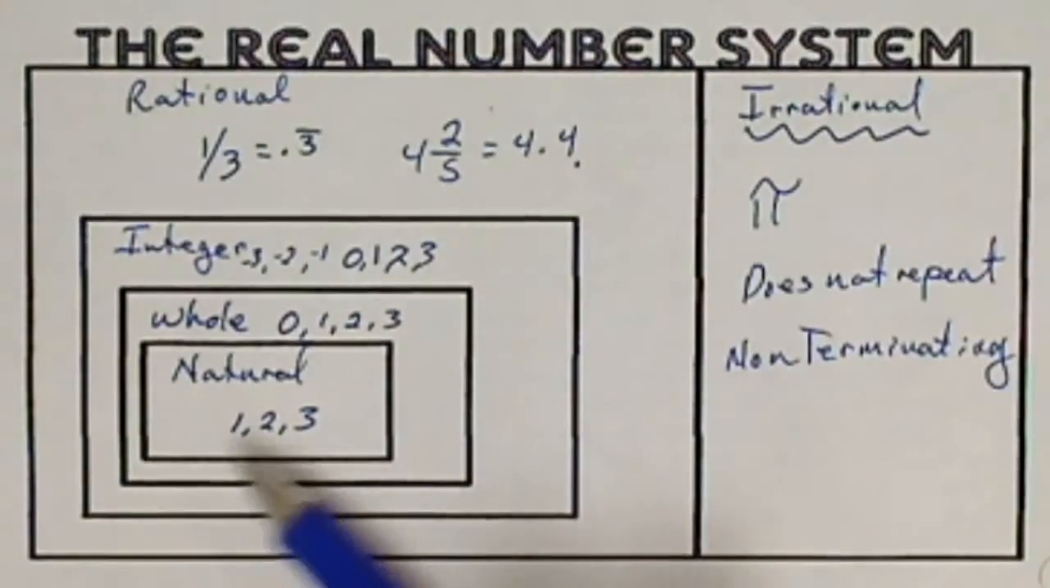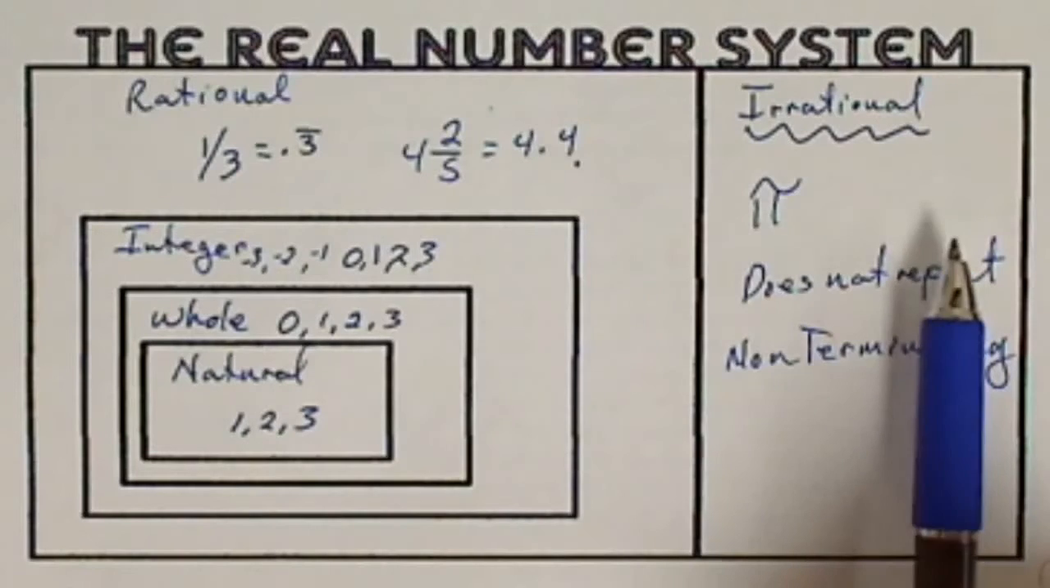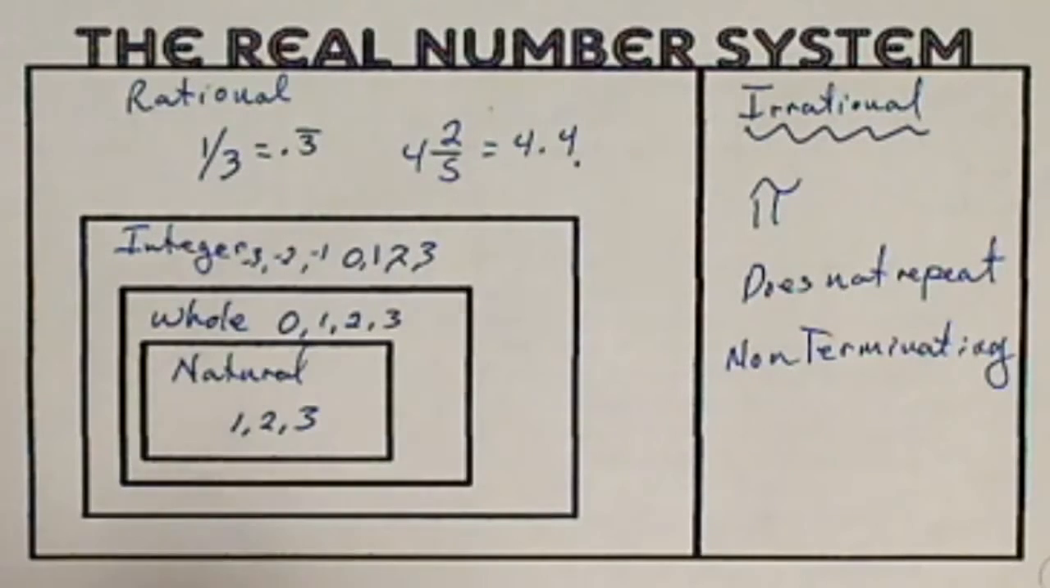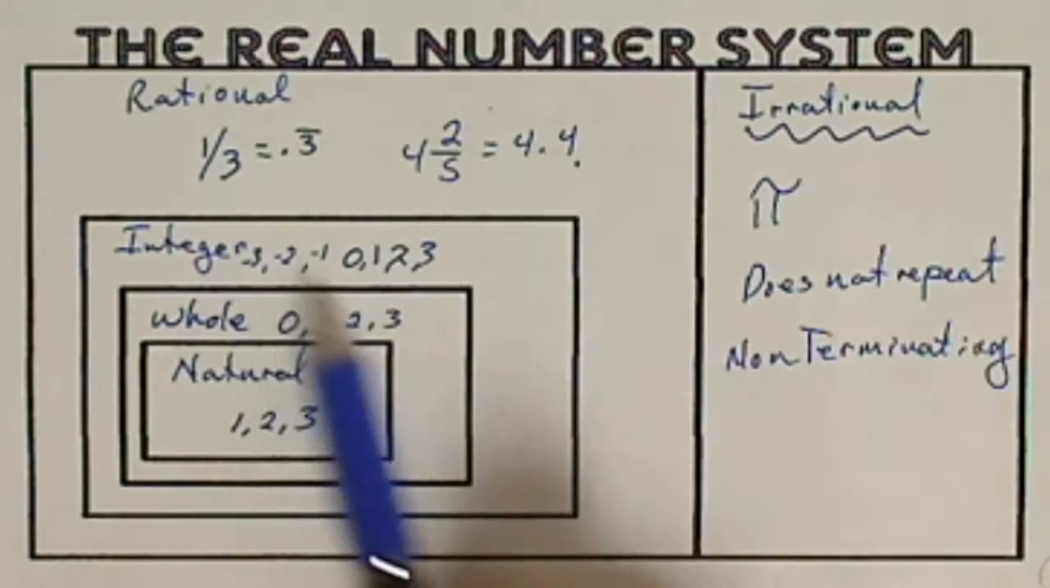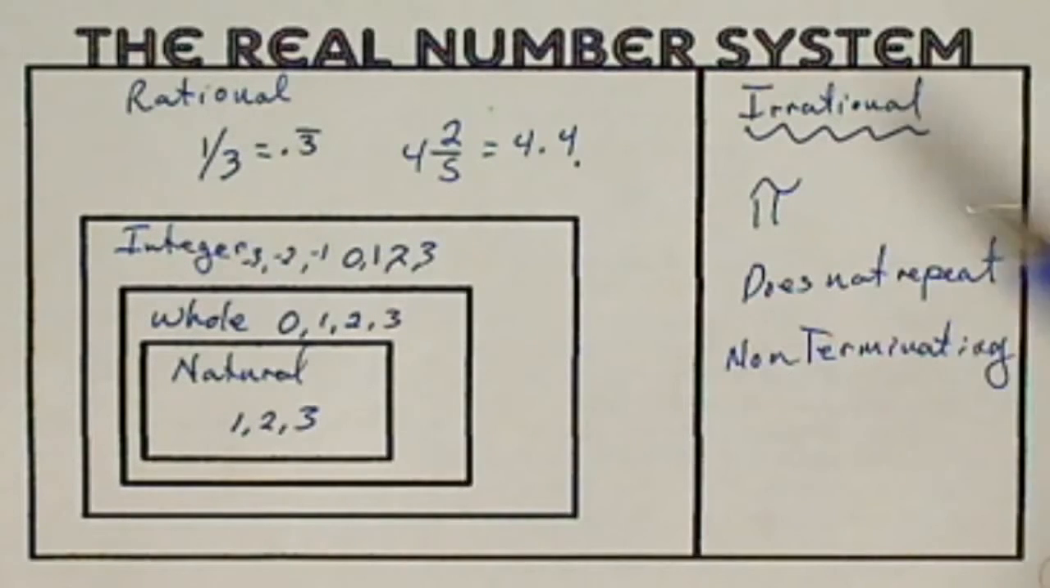Remember, natural is 1, 2, 3 without the 0. Whole number is a natural number with 0 added to it. 0, 1, 2, 3, all the way to positive infinity. Integer is the whole number line, positive infinity to negative infinity, including 0. And rational is where you get into the decimals and the fractions. It's got to either repeat or terminate. Irrational does not repeat, does not terminate. Well, that was 3 minutes.